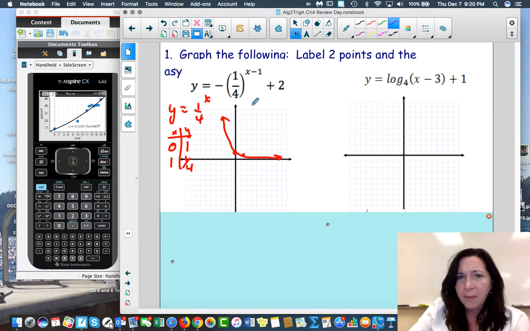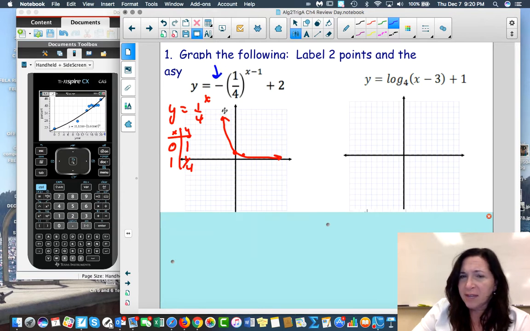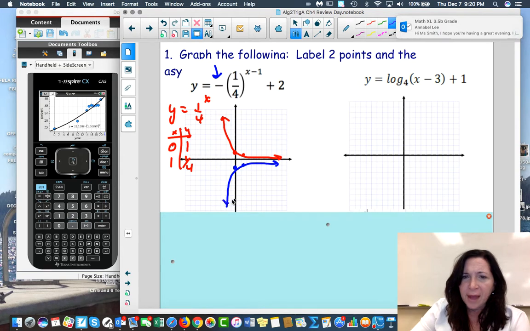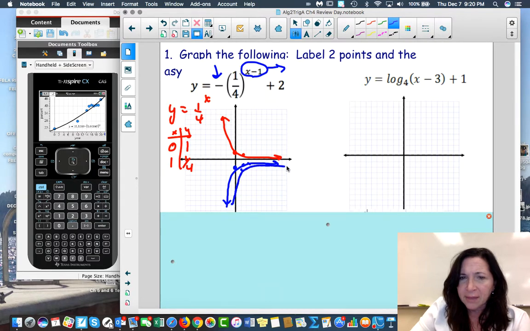Now, what happens to this value right here is that it reflects across the x-axis, okay? That reflects across the x-axis. So what that does is it's going to mirror it this way, okay? And it's going to look like this. So after that, this value right here is going to move my graph to the right 1 unit. And so now my points will be over. And so this graph will now look like this.